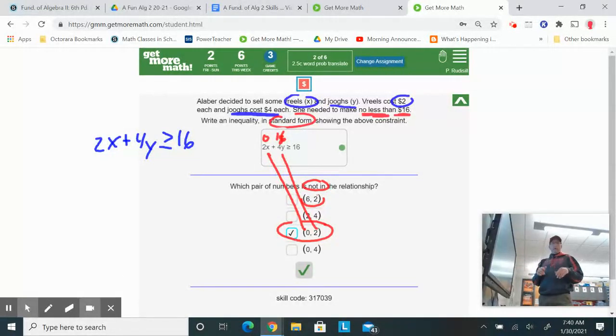So again, I just caution us, at times they're going to say which one is a relationship. This is, again, which one is not. It's almost like makes it false.